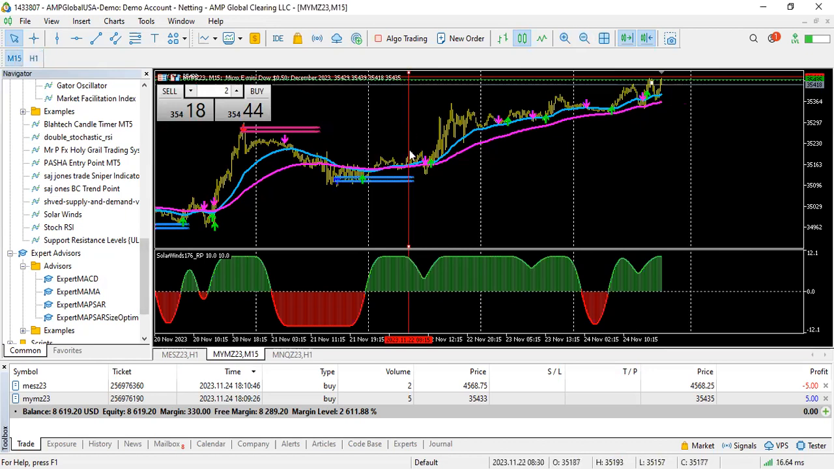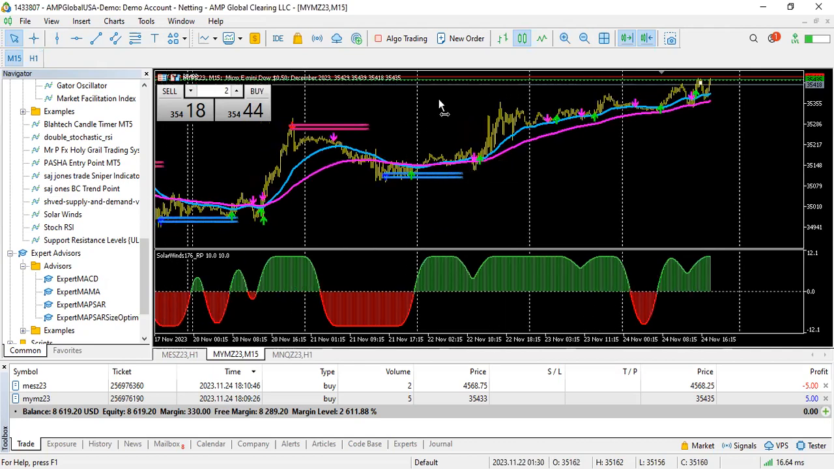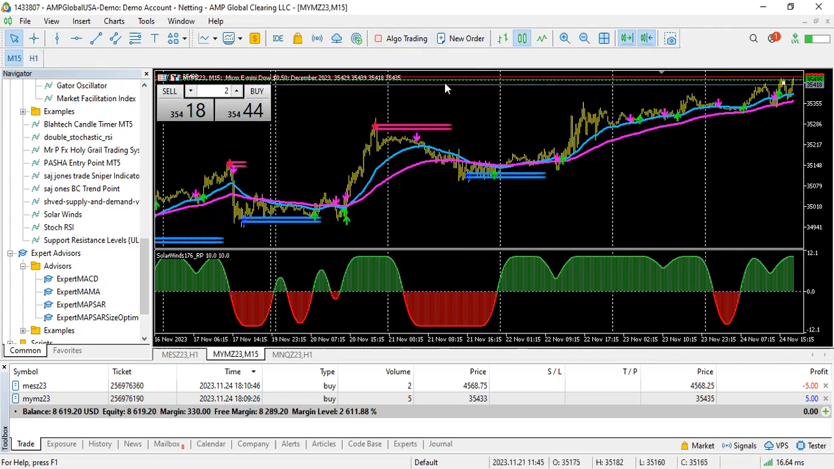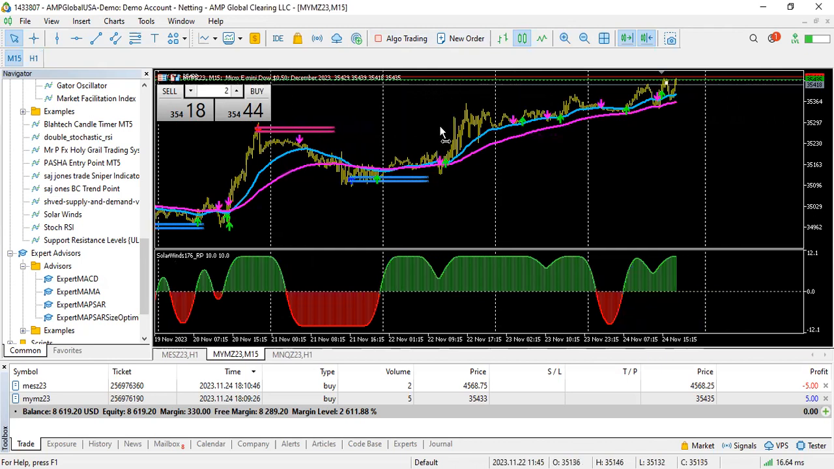And on the 15-minute time frame, I want the exact same things to be happening, right? So on my 15-minute time frame, I want the support to be hitting. I want the BC trend point arrow to pop up. And I want the solar wind to be above the 0 point. So I want the solar wind to be painting my entry as a green entry right here. It can't be down here, like what I said here, right?